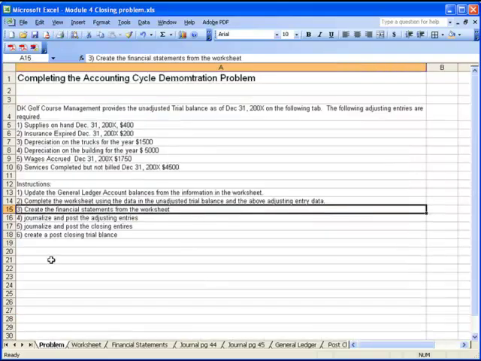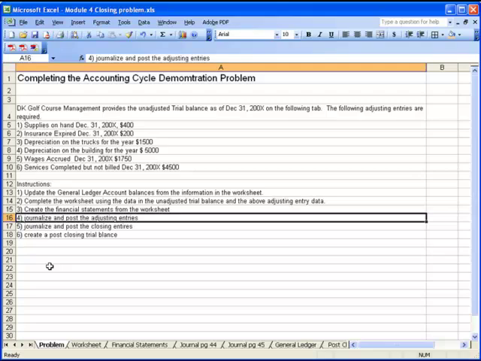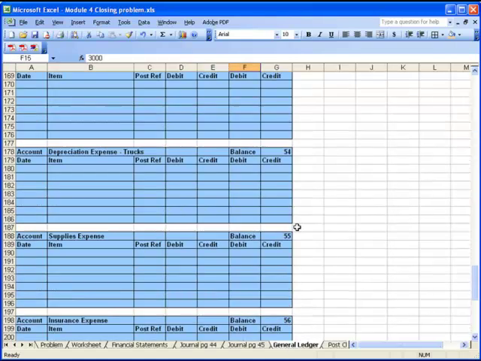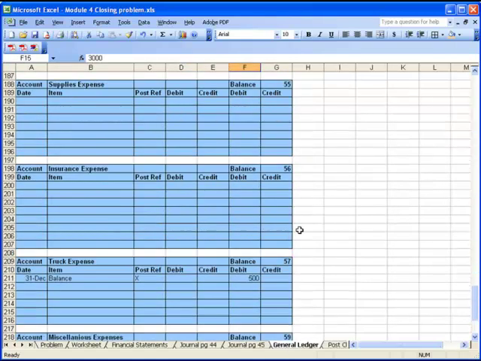But we're not done with the problem. We still need to journalize and post our adjusting entries. Well, luckily for us, we have already journalized our adjusting entries. We did that when we were working on the worksheet. But let's go ahead and post this information. So what we need to do is go to our supplies expense, and we need to post that information of $1,000 debit. So I'm going to go find my general ledger.